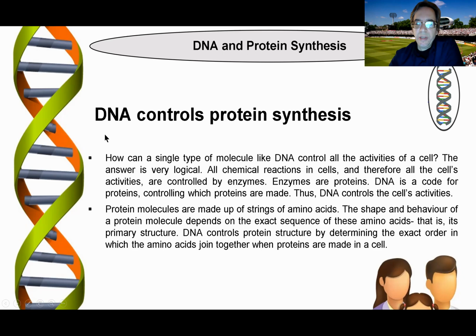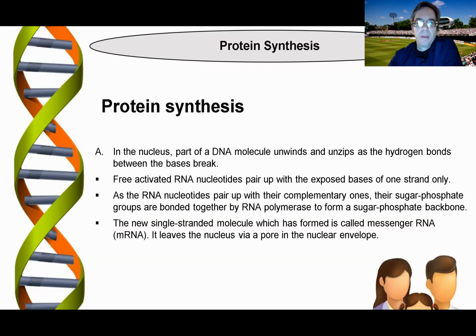So how does DNA control activities in the cell? Well, it's all chemical reactions controlled by enzymes. So this is how DNA controls the cell's activities. So a little bit about protein synthesis. In the nucleus, DNA unwinds and unzips as the hydrogen bonds between bases break. This is what happens in replication.